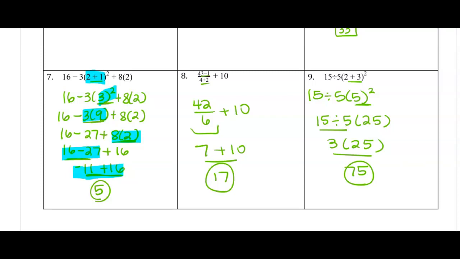In number 8, the division bar was a grouping symbol, so I did the top and I did the bottom separately. So I got 42 over 6. Then I did the division to get 7, and then I did the adding to get 17.